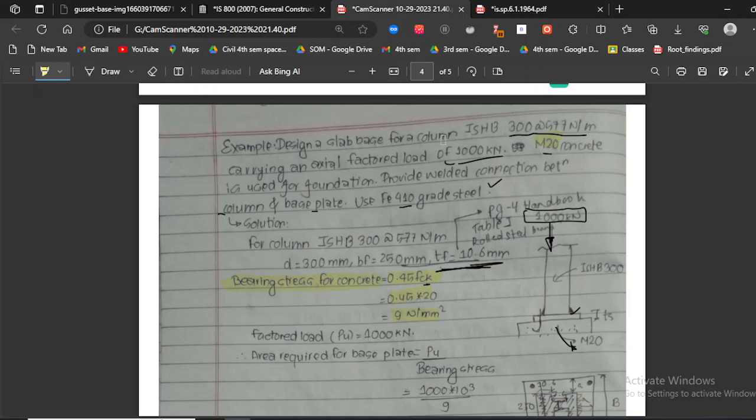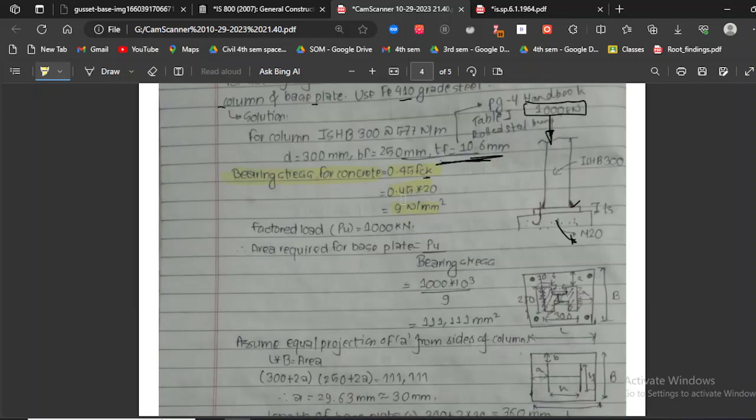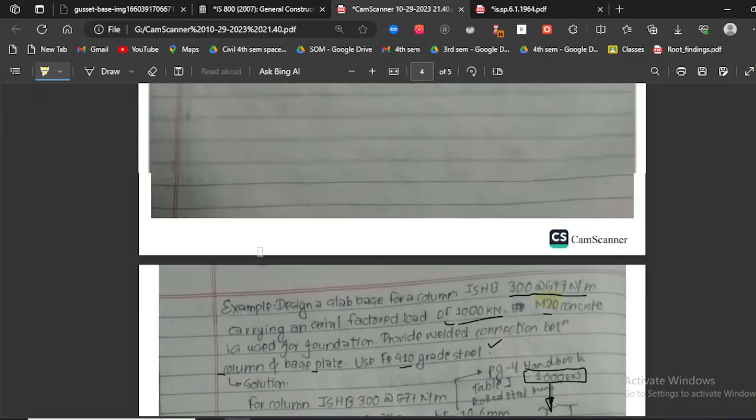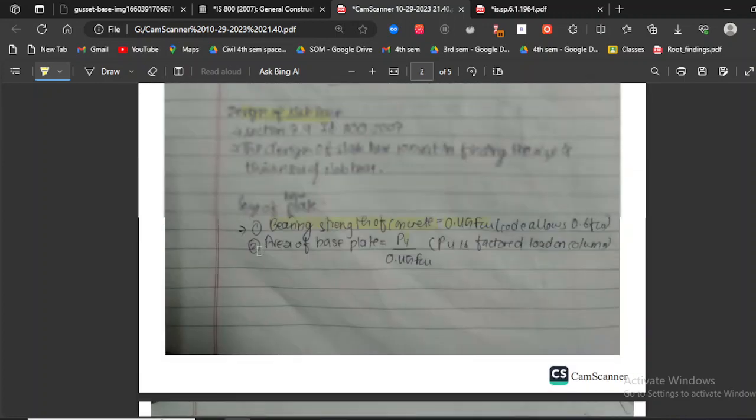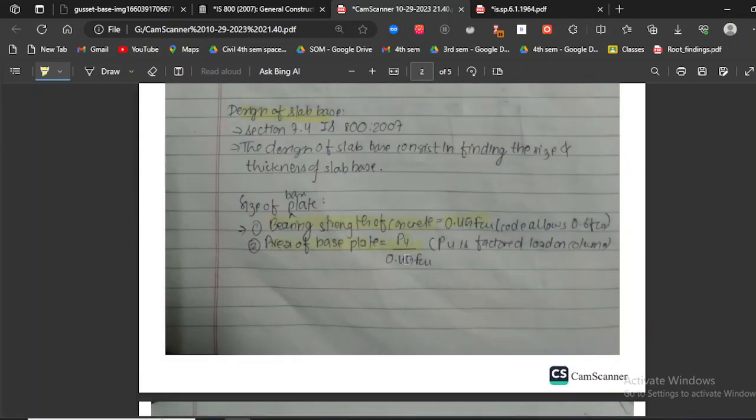So we have our factored load PU as 1000 kilonewton. If we were given working load, we need to multiply it by 1.5 in order to get the value of factored load. So now, second step, as you can see, in our second step, we are going to find the area of base plate.